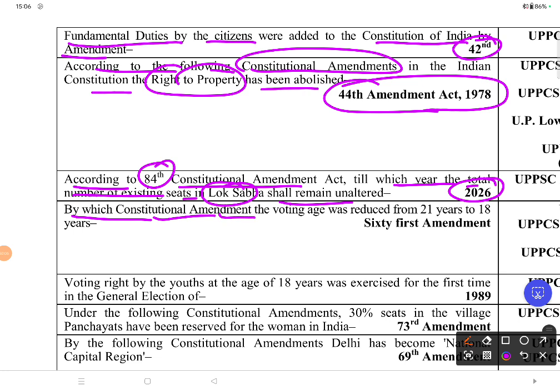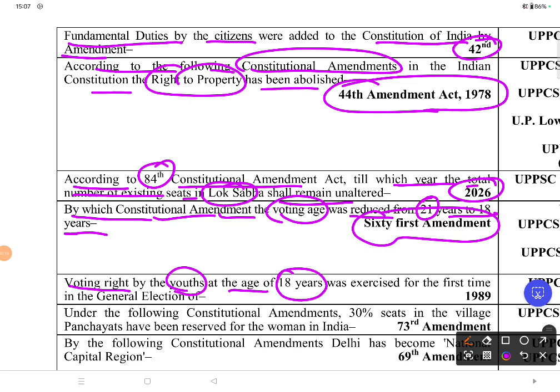By which constitutional amendment was the voting age reduced from 21 years to 18 years? 61st Amendment. Voting by youth at the age of 18 years was exercised for the first time in the general election of 1989. Under the following constitutional amendment, 30% seats in the village panchayats have been reserved for women in India: 73rd Amendment.